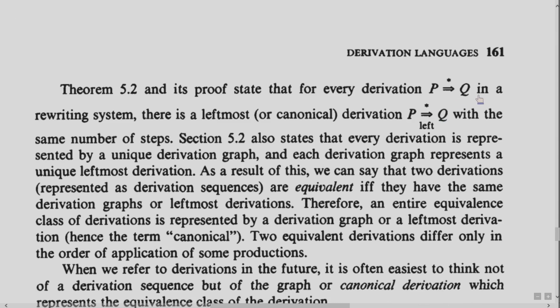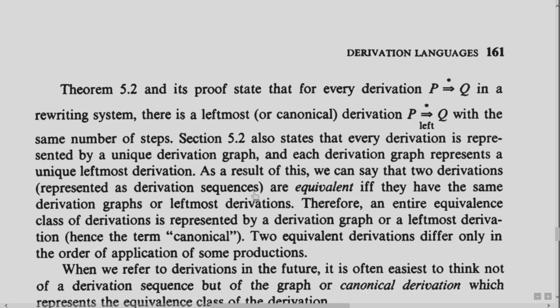Here we are mentioning that a derivation, for example, this notation indicates that we start with P, and after implementing so many productions, we reach Q. So this is indicated by this. But if we follow a rule here that every leftmost variable will be replaced, then it is known as leftmost derivation, and it will be indicated by this, P star left Q.